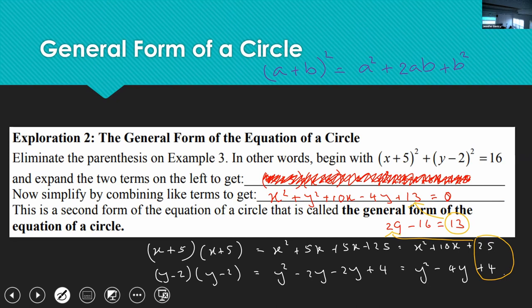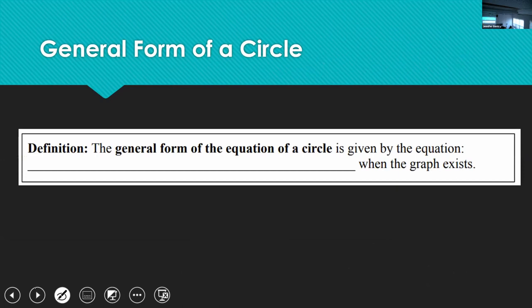Okay, let's do one example. Oh, I lied. We're going to do the definition first. You can go to the next slide. So, in general, it's going to look like x squared plus y squared. Okay?